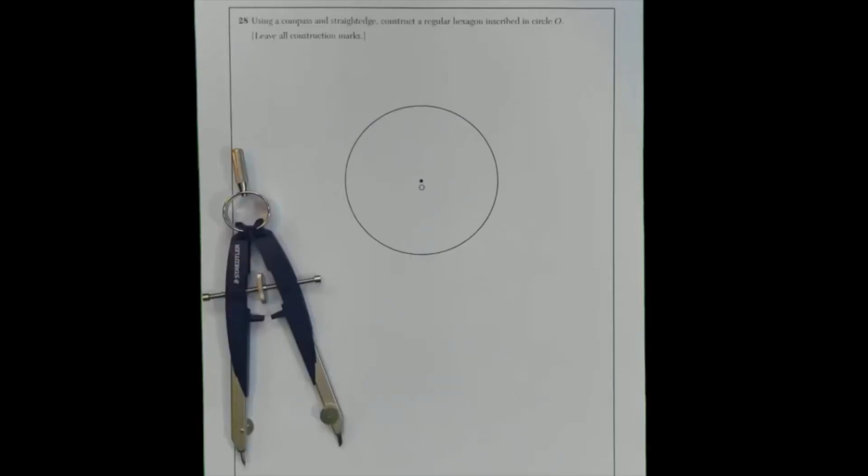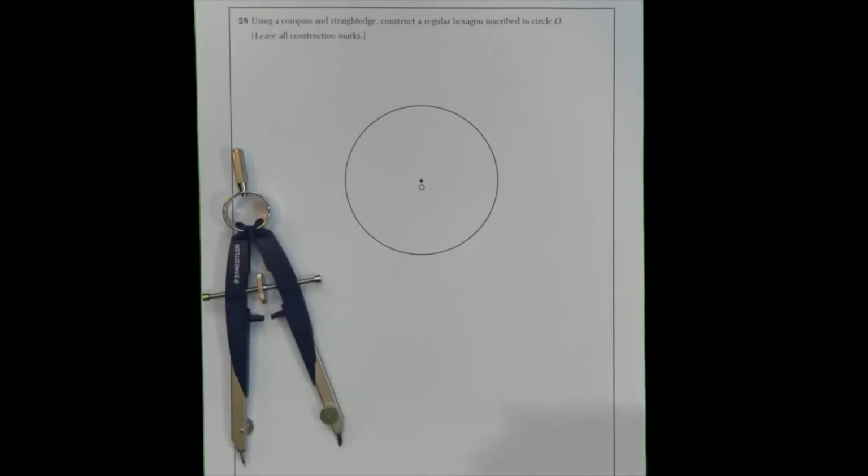All right, so here's question number 28 on the August 2017 administration of the Geometry Regents. This is just a hands-on construction. Here we go. Number 28 says, using a compass and straight edge, construct a regular hexagon inscribed in circle O. Leave all construction marks.